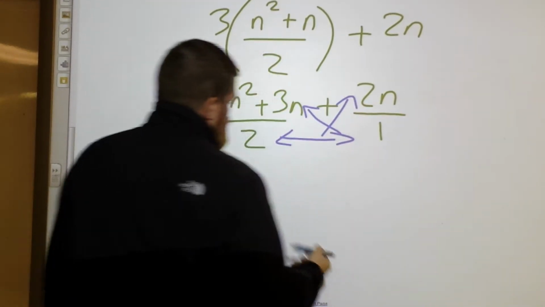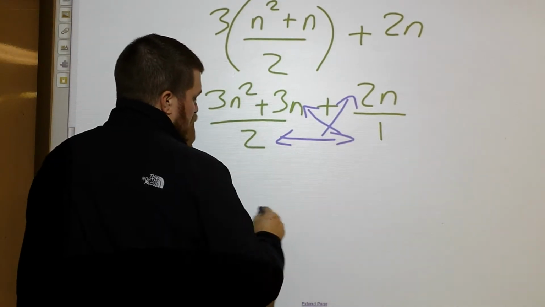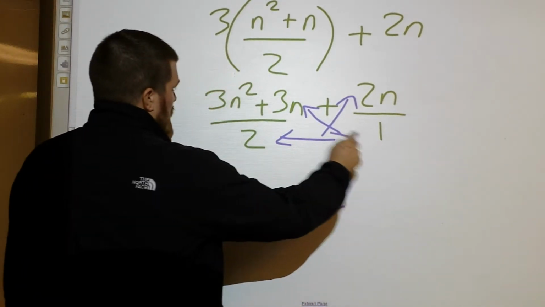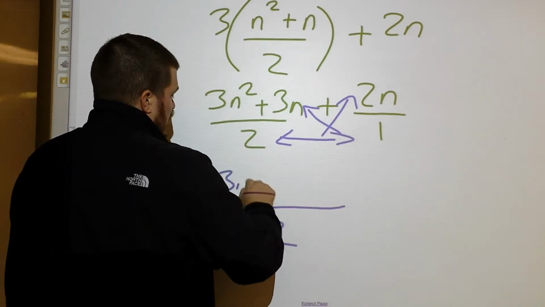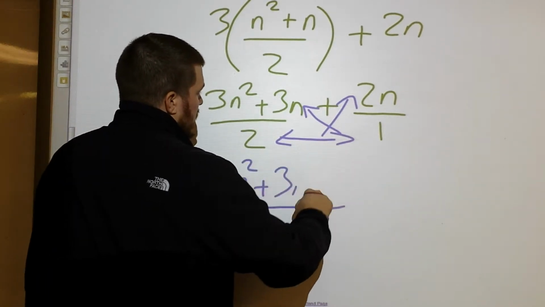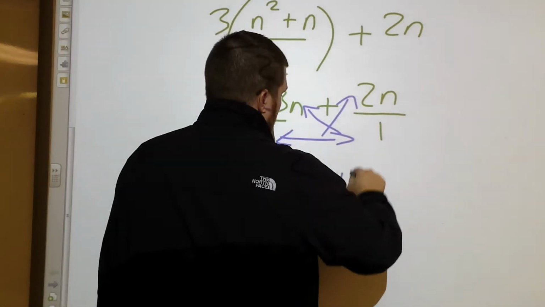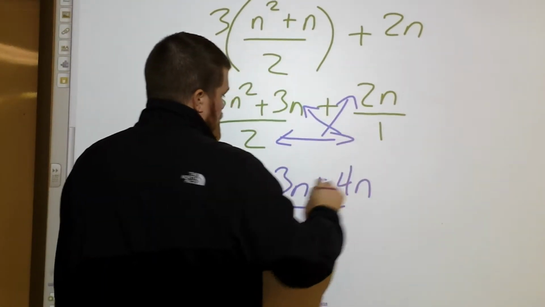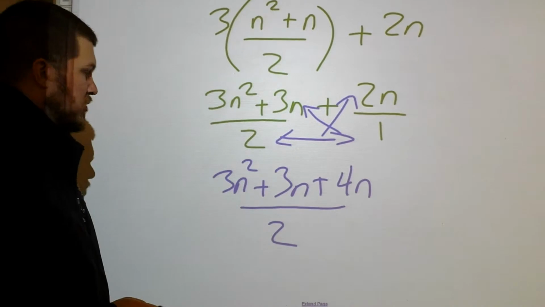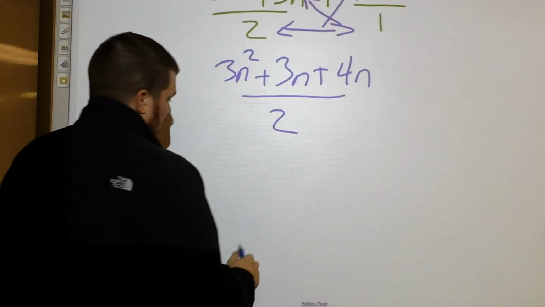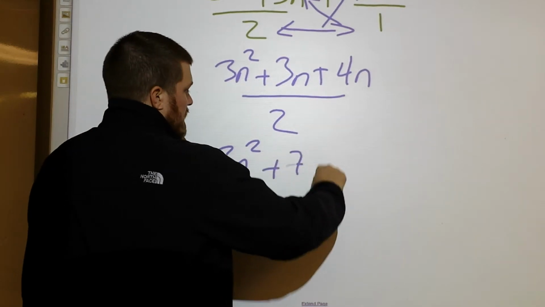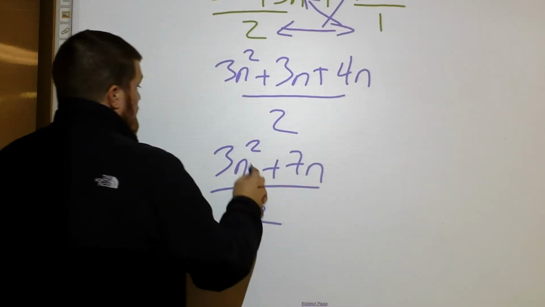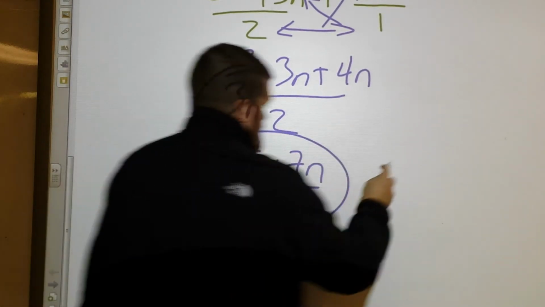Okay, so just multiply now across. 2 times 1 is 2. Going to the upper left, 1 times 3n squared plus 3n is 3n squared plus 3n. 2 times 2n is 4n, and plus just comes in the middle. Now we combine terms wherever we can. And our final answer is going to be 3n squared plus 7n divided by 2. This is our closed form definition.